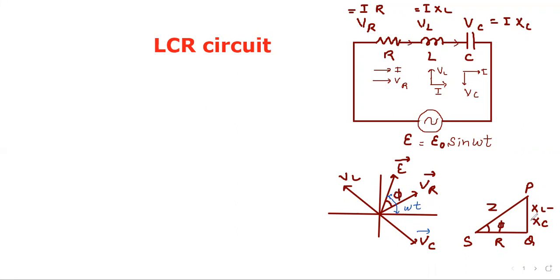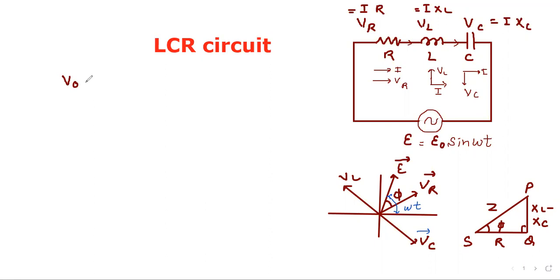This is impedance triangle. So PQ represents XL minus XC, and SQ represents R, and this angle is 90 degrees. So Z will be square root of R square plus XL minus XC whole square. So let's write these things systematically.